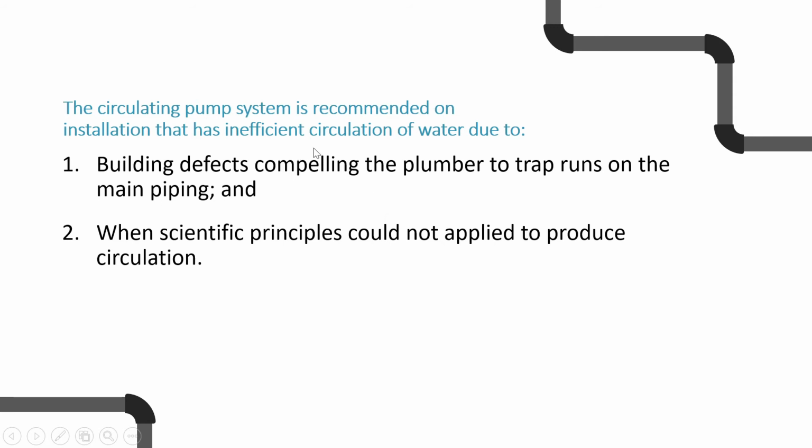The circulating pump system is recommended on installation that has inefficient circulation of water due to 1. Building defects compelling the plumber to trap runs on the main piping, and 2. When scientific principles could not apply to produce circulation.